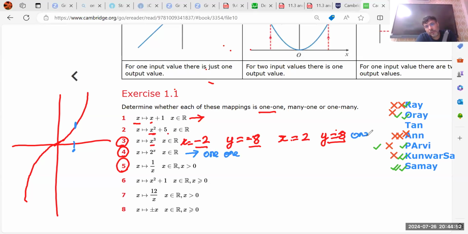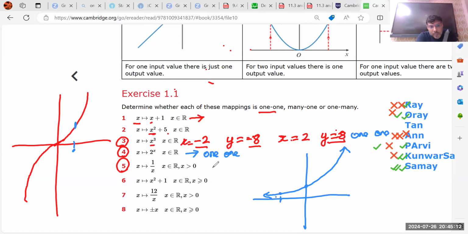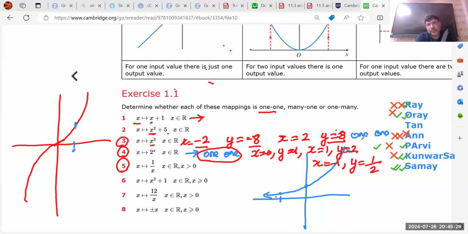First answer also is 1-1. We have seen the graphs also. Let me make the graph of the fourth one. So the graph of this was like this. So clearly you can see every value of x will point to a unique value of y. You can put in some values. आपने x equal to 0 लिया, y equal to 1 आया. x equal to 1 लिया, y equal to 2 आया. x equal to -1 लिया, y equal to 1 by 2. So we are getting unique values. So it is also 1-1.